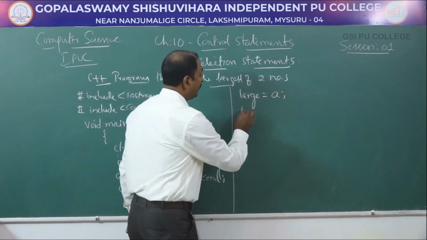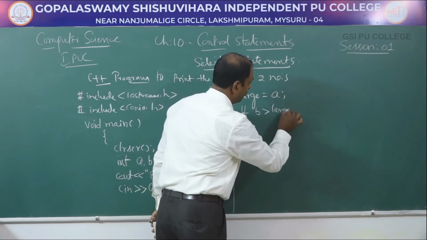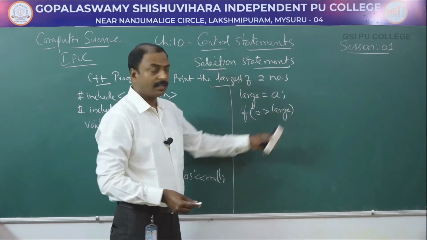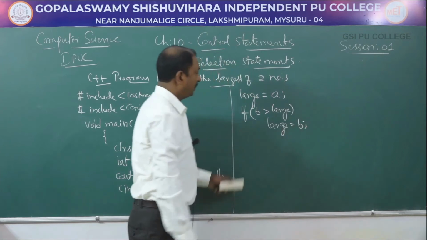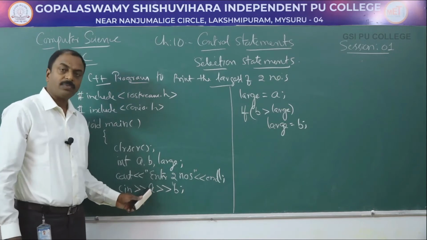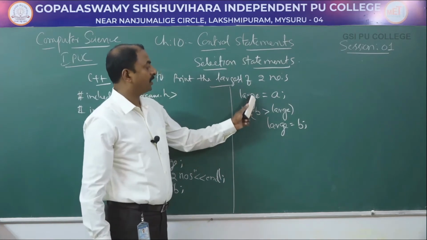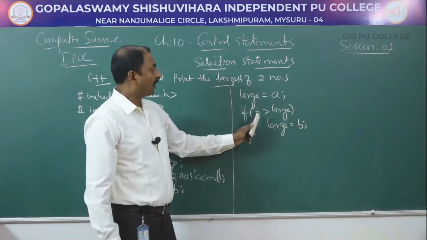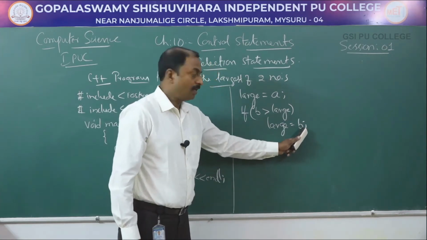So next we have to compare another number: if b is greater than large. This is the condition. If condition b is greater than large, then obviously we have to say large equals to b. This is simple logic here. There are two numbers given here. We'll assume that first number a be the largest number, and compare another number b with large. So if condition is true, it executes the statement, so large equals to b.